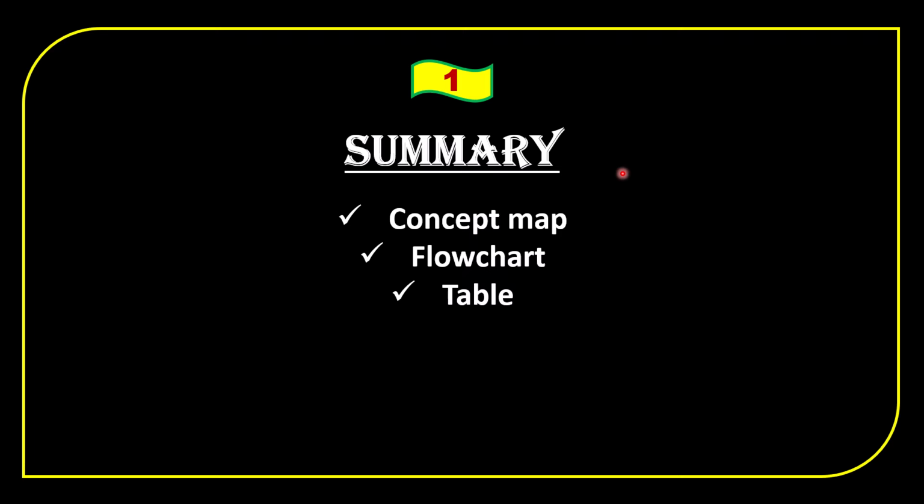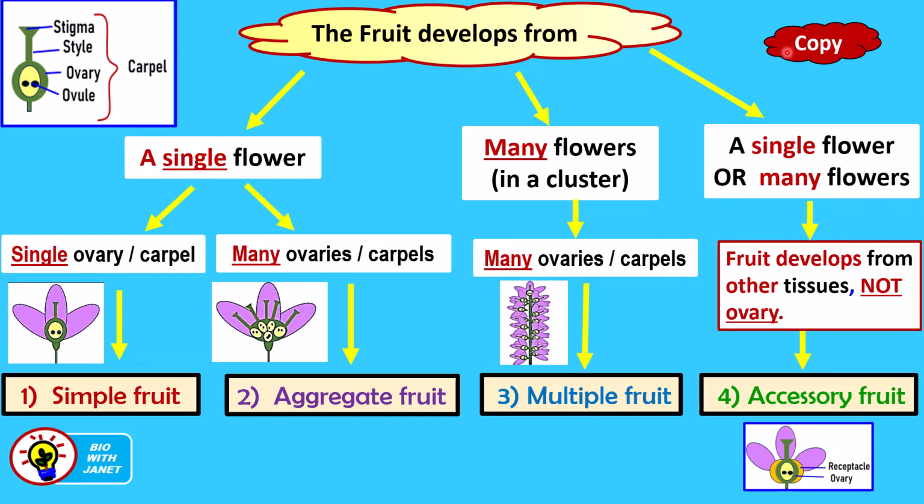First of all, let's look at the summary and the concept map as well as the flow chart that will help you to understand this topic better. Here is a very good flow chart which you can copy down to show you the classification of the fruit. If the fruit develops from a single flower, then it can either form the simple fruit or aggregate fruit. But if the fruit develops from many flowers in a cluster, in an inflorescence, there are many ovaries involved in the formation of one fruit, then it's called a multiple fruit.